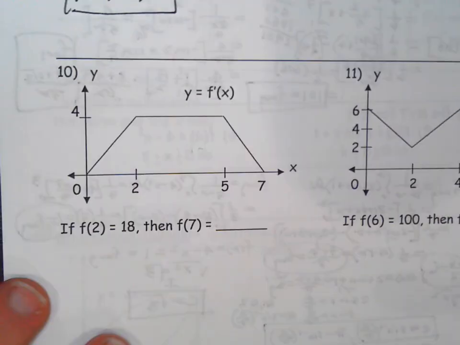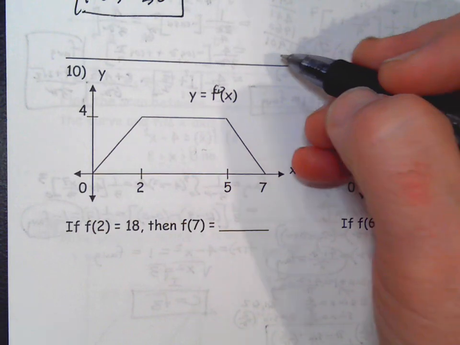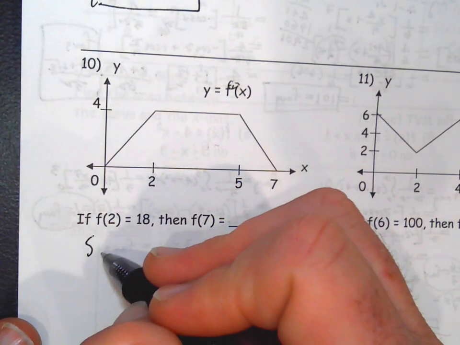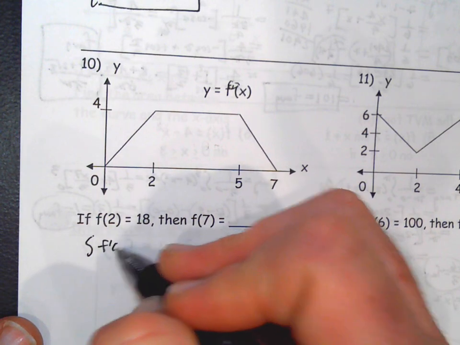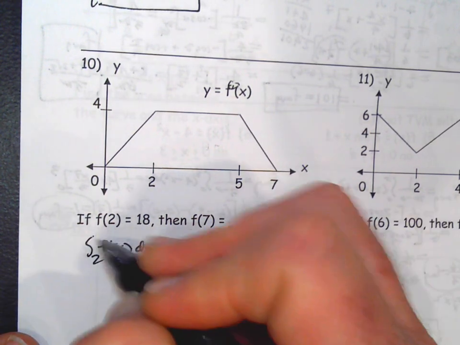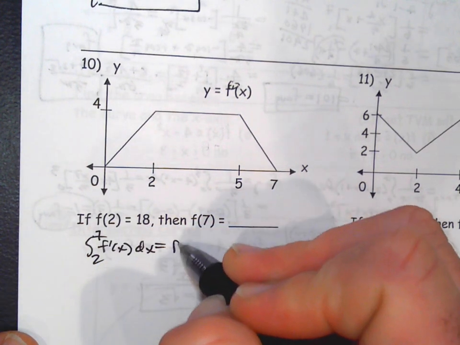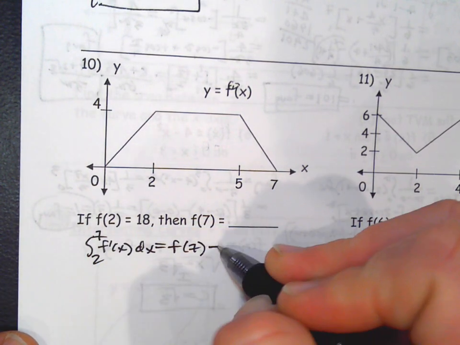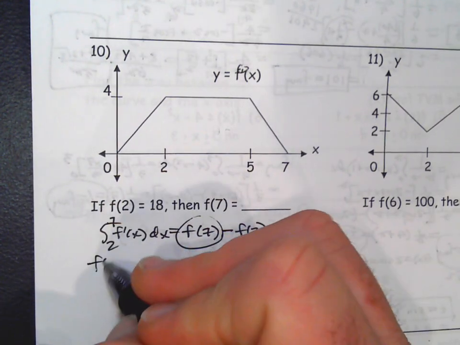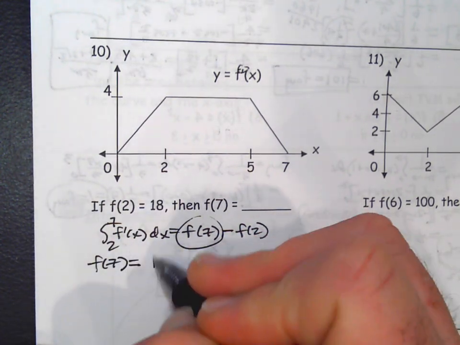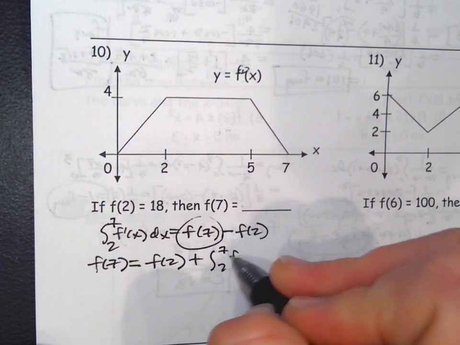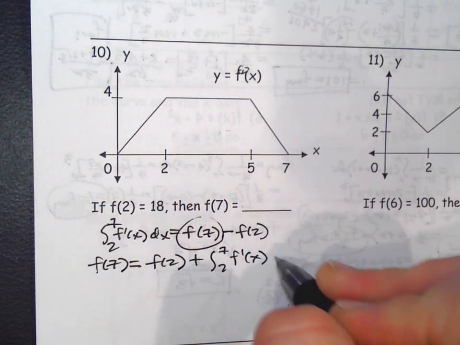Next one. I'm giving you information with the derivative, but this time as a graph of the derivative. Same idea though. We're going to start with the same exact approach. We're going to write the same stuff down. We say, okay, well, we have 2, we want 7. If we integrate the derivative, we get the original function, plug limits in. This is what we're hoping to get. So f of 7, solve for it, equals f of 2 plus the integral of 2 to 7 of f prime of x dx.